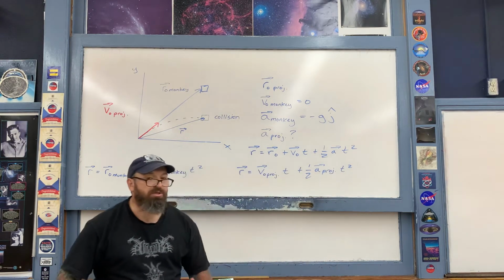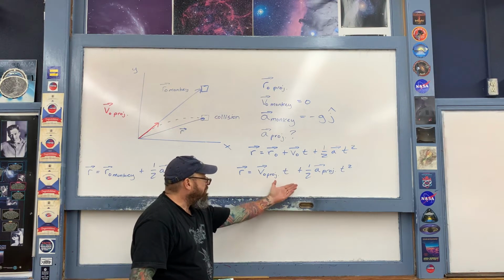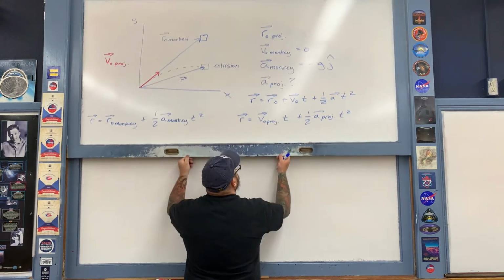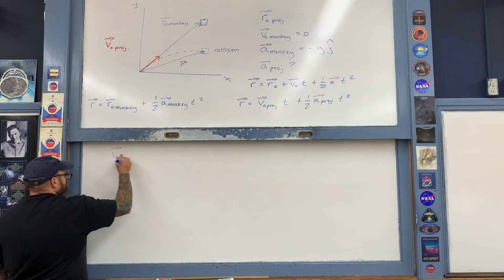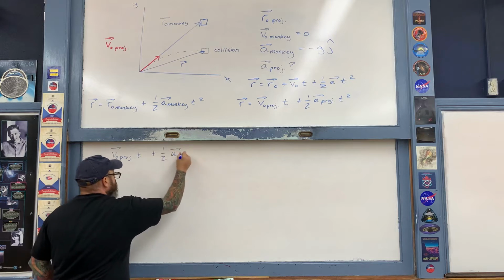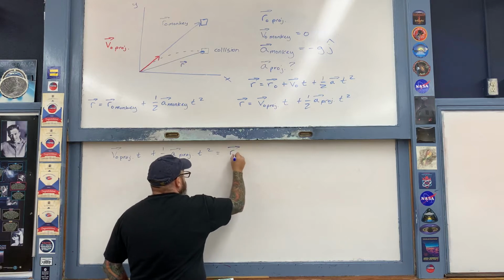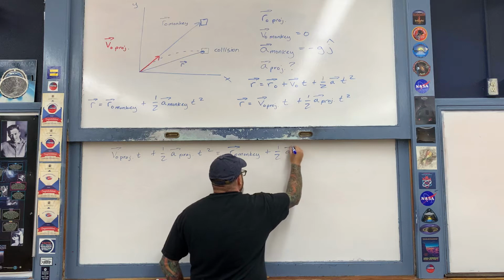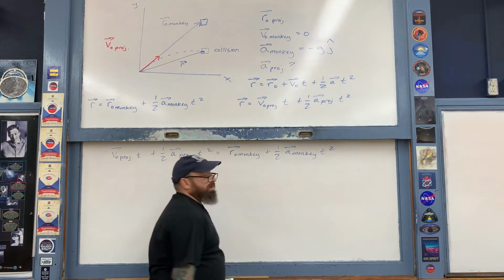And now let's just set the two equations equal to each other and see what happens. I'm going to do so by writing the unknown, that is for the projectile, on the left-hand side. So we have now for the projectile, v naught projectile times t plus 1/2 times the acceleration of the projectile, t squared, equals then for the monkey, r naught monkey, and then plus 1/2 times the acceleration of the monkey times t squared, like so.